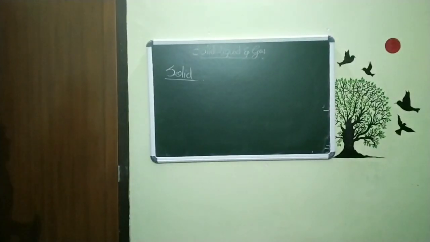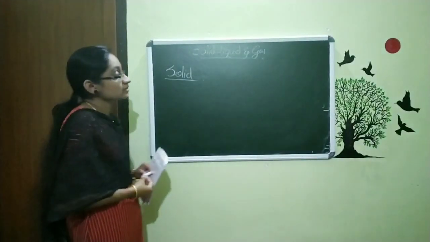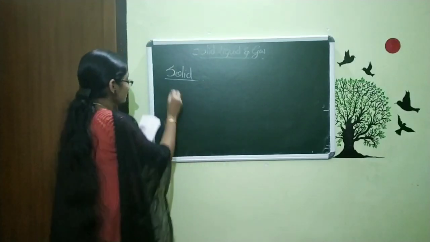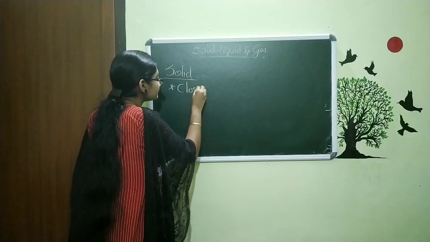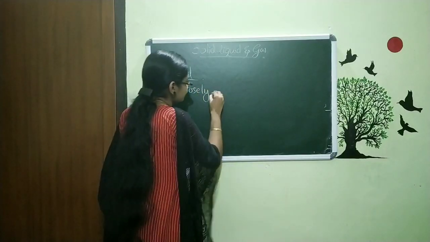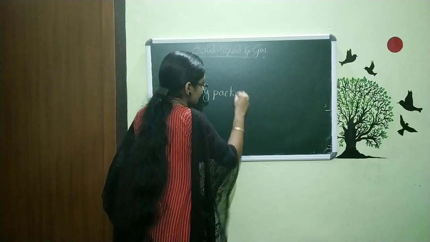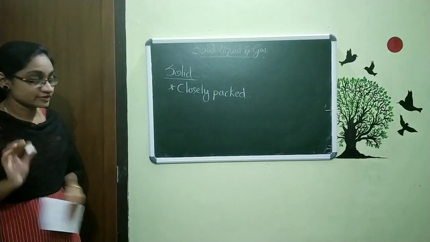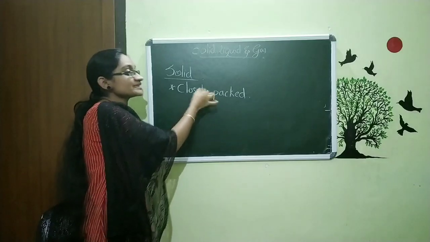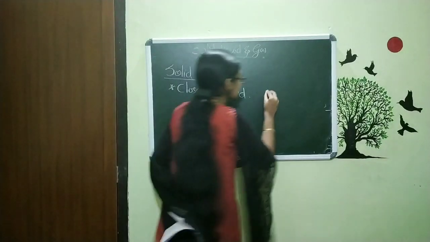What is the molecular arrangement of solid? The molecular arrangement, we can say, is very closely packed. Closely packed. That means we are talking about the molecules. Molecules are very closely packed. I will show you what it is.